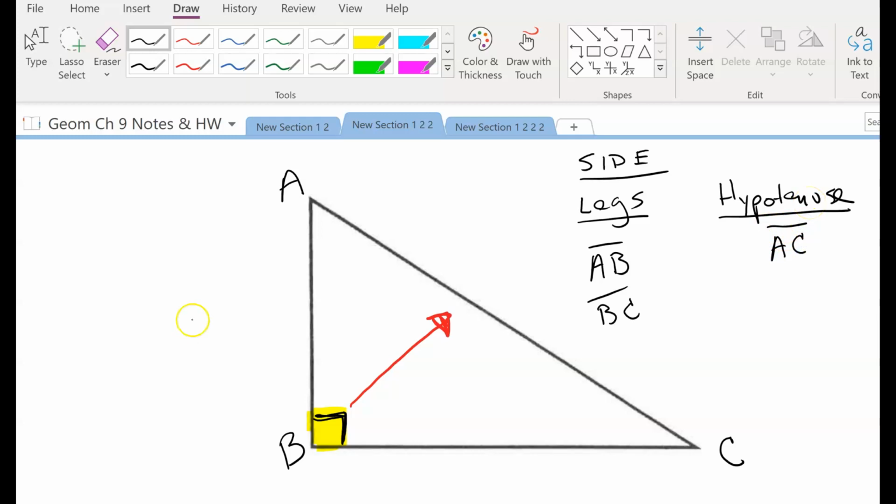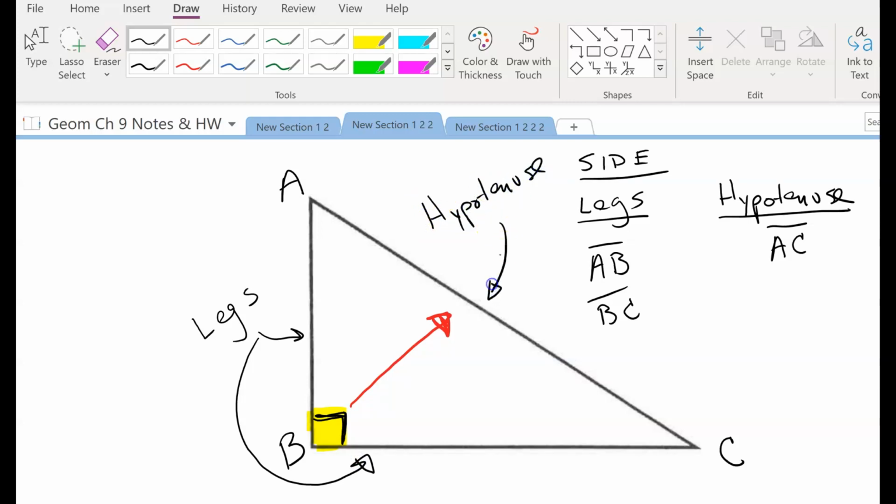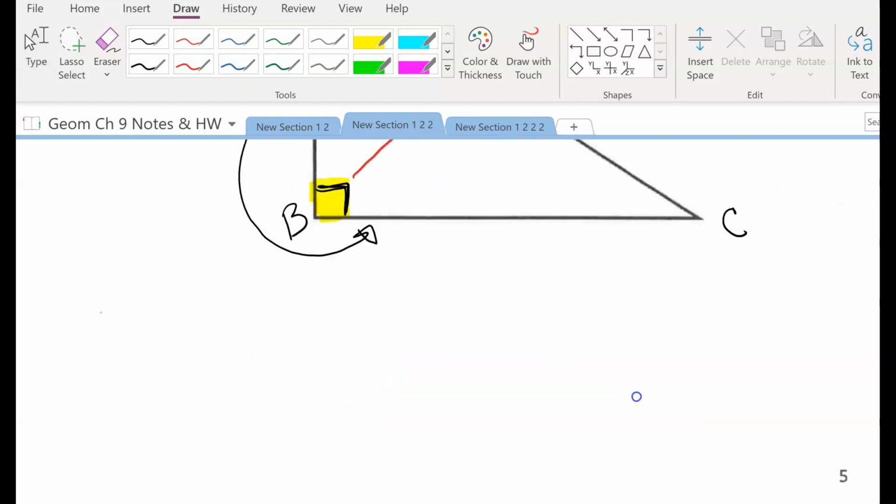So, again, here's our legs. One there, and one there, and then our hypotenuse is right there across from the right angle. And it's going to be important that you can find the different sides for a right triangle. Identify those. Alright, let's move on.